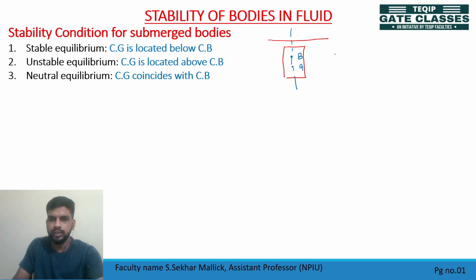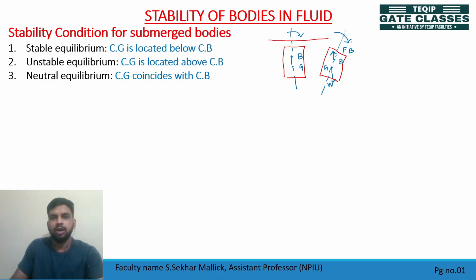Suppose I give an angular displacement to the body, with the applied torque in this direction. Then this is the new position, and the axis of the body will change to a tilted straight line. Now point B is above point G, and from G the weight acts downwards, and from B there is a buoyant force. This is the applied torque direction.